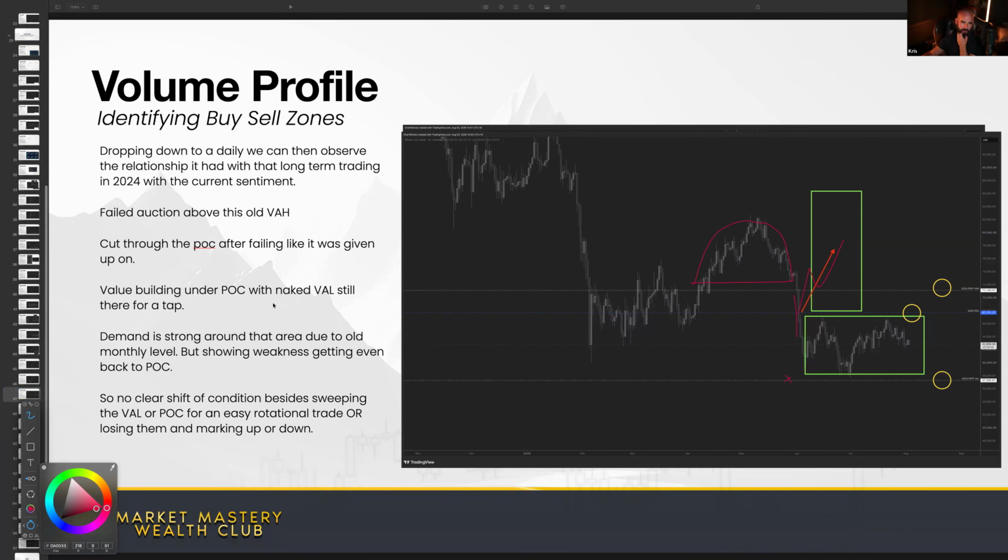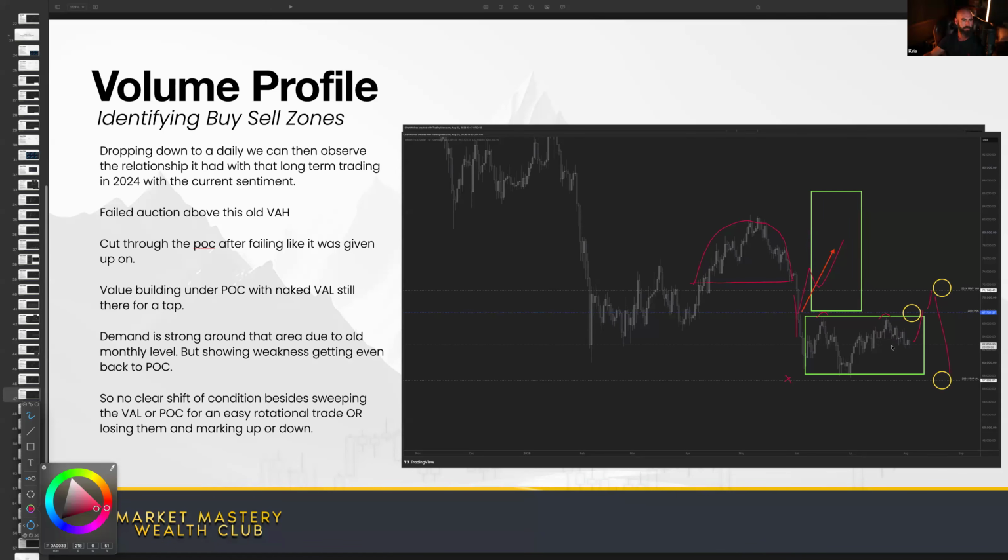Value building under the point of control with naked value area low still there to tap, as I just said there. We're not actually hitting that old point of control. Do we hit here or hit here and then hit it? Maybe, because we've got the developing yearly through here, right? We're setting off at the moment. So these are the hypotheses I'm coming up with on the higher time frame, just trying to get a bit of a read on it.